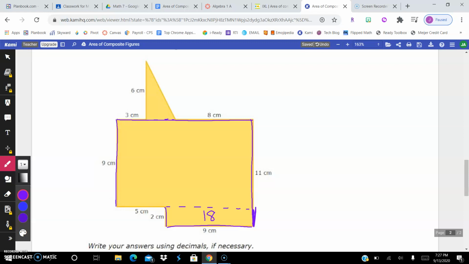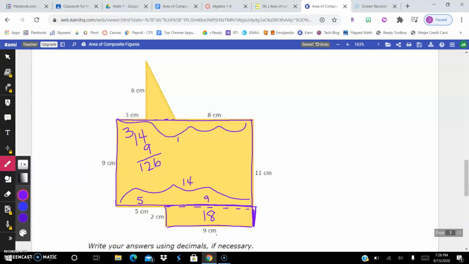So I don't know what that bottom of the triangle is. So maybe we need to go to the bottom of this rectangle. So if I go down here, I have a 5, and then this piece is labeled all the way at the bottom of 9. So this entire area would be 14. So I have to do 14 times 9 here. 9 times 4 is 36, carry the 3, that would be 12. So that is 126.